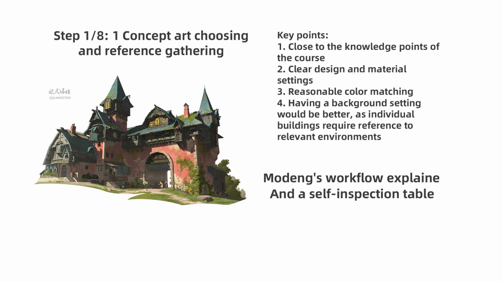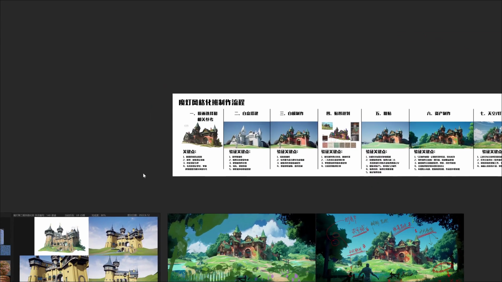Fourthly, a background setting would be beneficial. Find relevant material and environmental references for the building. A complete environment. An original painting with its environment is ideal. Otherwise, with only the building, you'll need to find relevant references, as discussed in the course on how to find references.